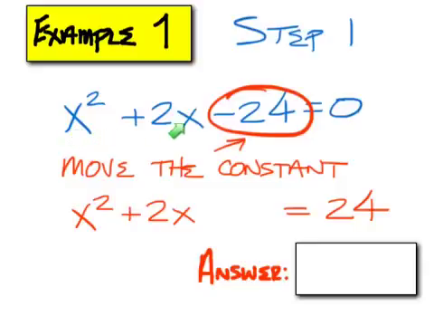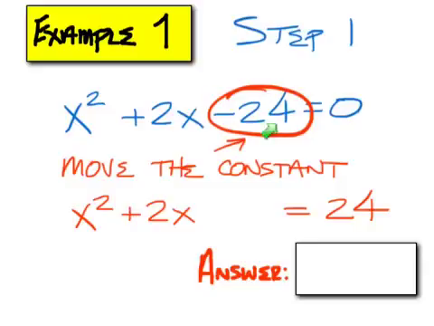Here is the quadratic equation. X squared plus 2x minus 24 equals 0. Your first step in solving a quadratic equation by completing the square is to move this last term, this constant, and the sign in front of it, to the other side on the right and change the sign. That is all we're going to practice for the first 2 examples and the first 2 practice problems.